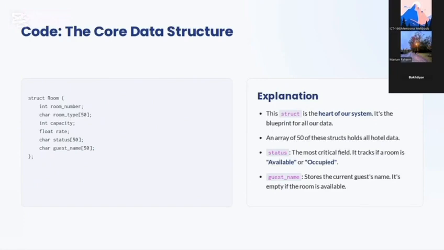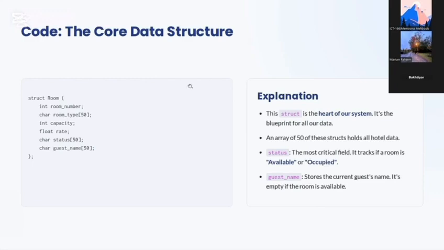Firstly, we have room number, which we had stored in an int data type. Secondly, we have room type array, for which we had used the character. Third, we have the capacity. Fourth, the rate of the room. Fifth one, the status. Either it will be occupied or it will be available. And the last one is guest name, which we had stored in a string.